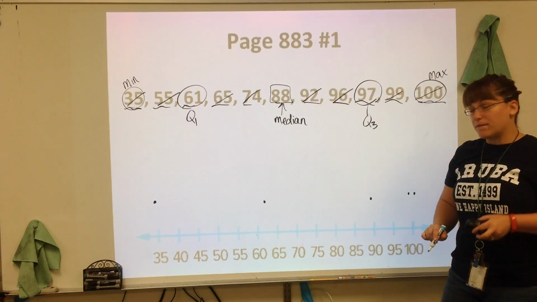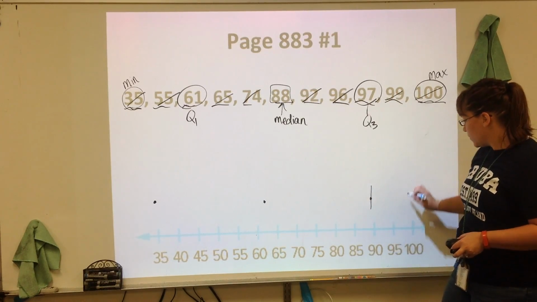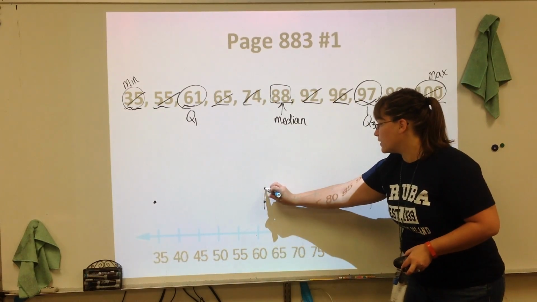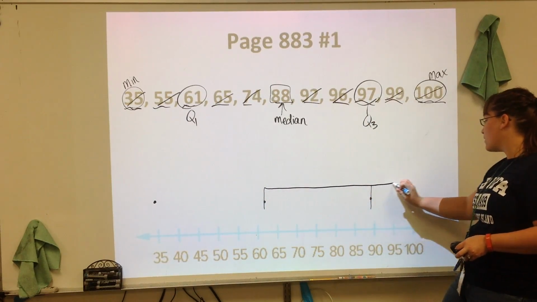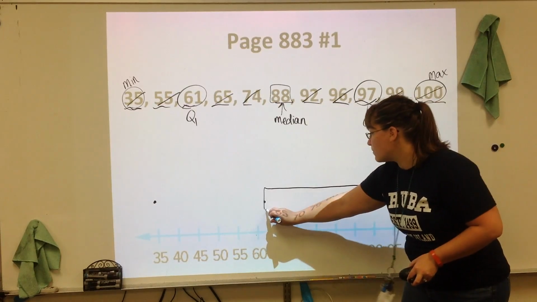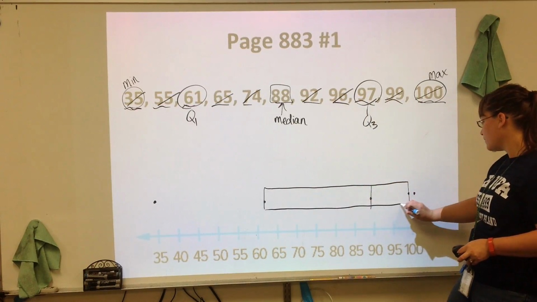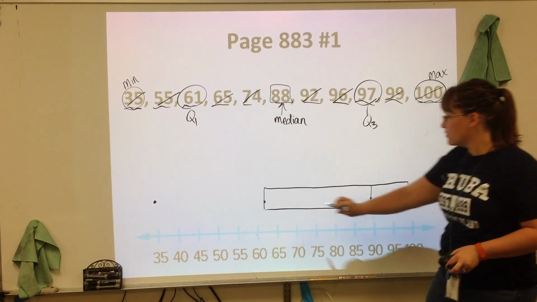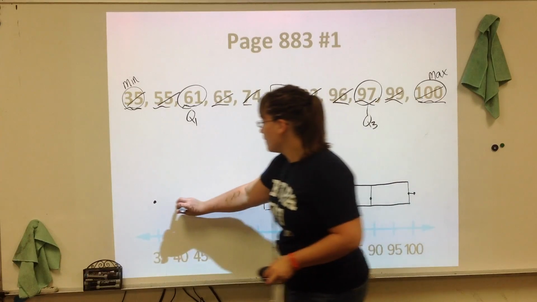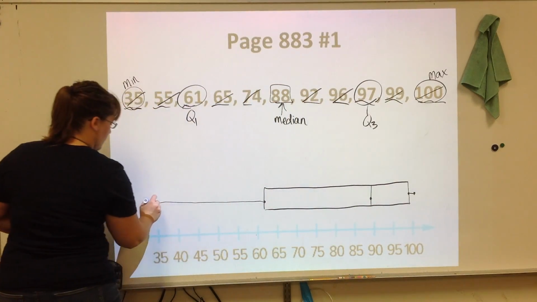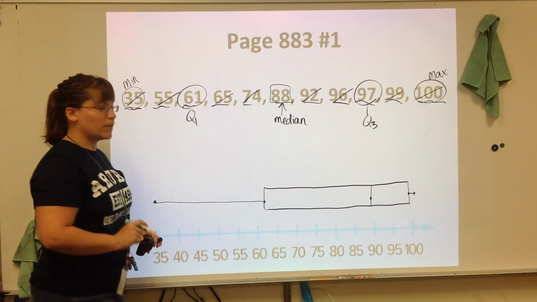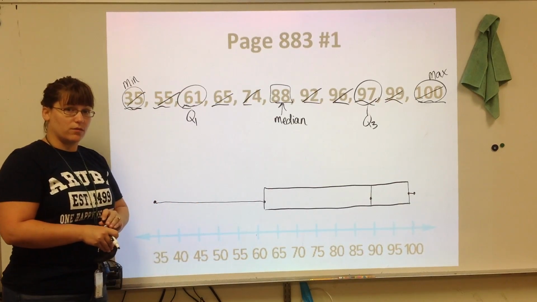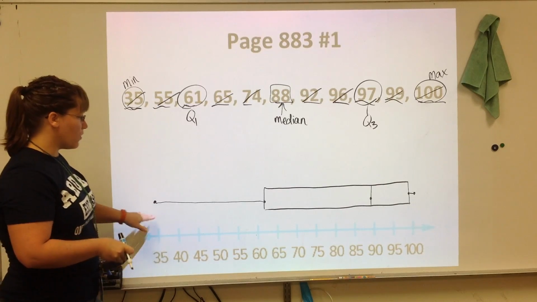So we need to draw that vertical line through the median, Q3, and Q1. Then we're going to connect the top to make that rectangle and then connect the bottom. And then our final step is our whiskers. And we're done.